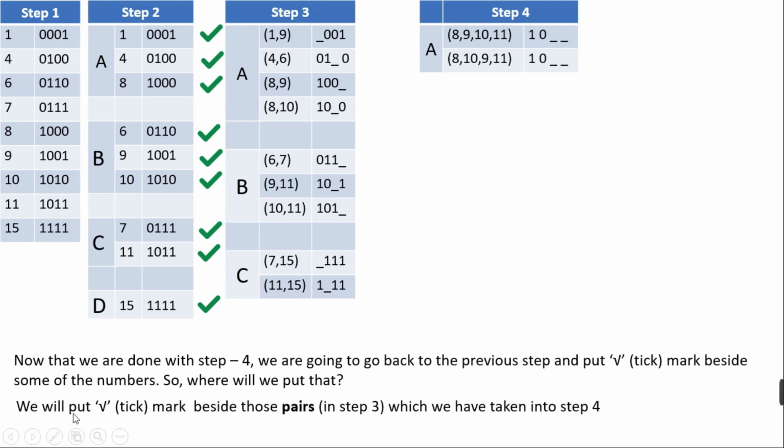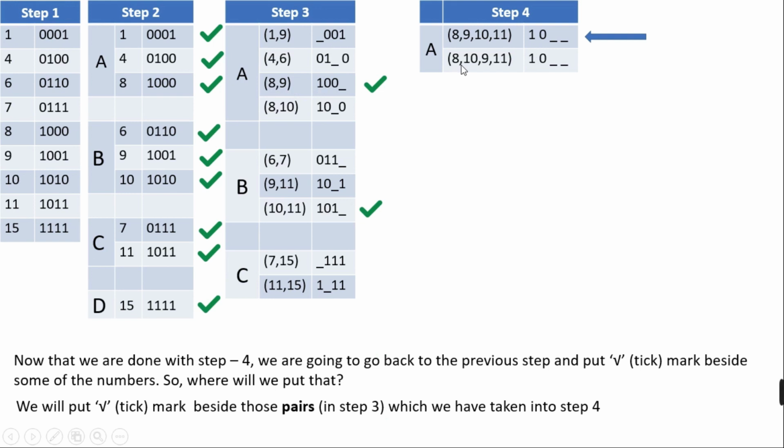The rule says we'll put a tick mark beside those pairs in step 3 which we have actually taken into consideration in our step 4. So let's see how it works with an example. For the first group, 8, 9, 10, 11, we have written these numbers because we actually took into consideration two of the pairs, 8, 9 and 10, 11. So we're going to go back to step 3 and put tick marks beside those pairs, 8, 9 and 10, 11. Alright, so let's check the next one.